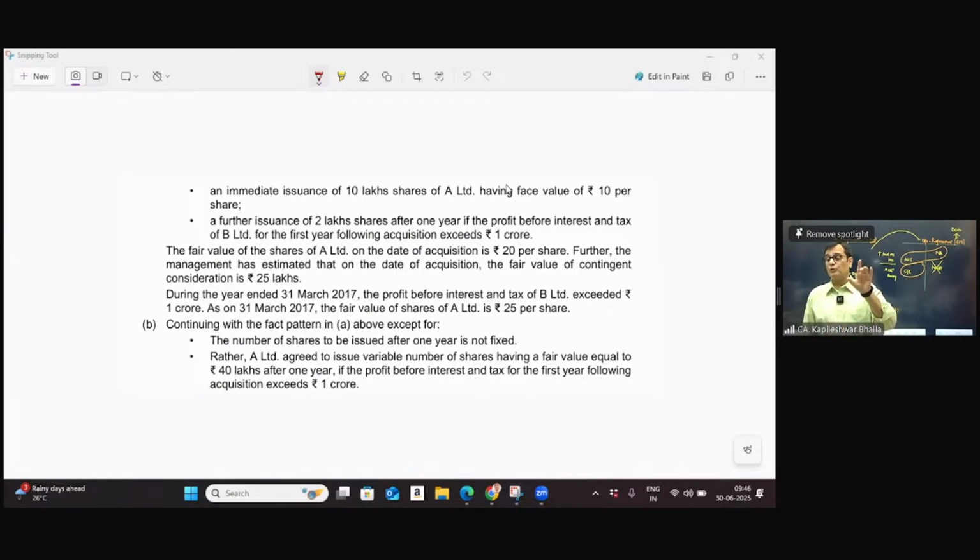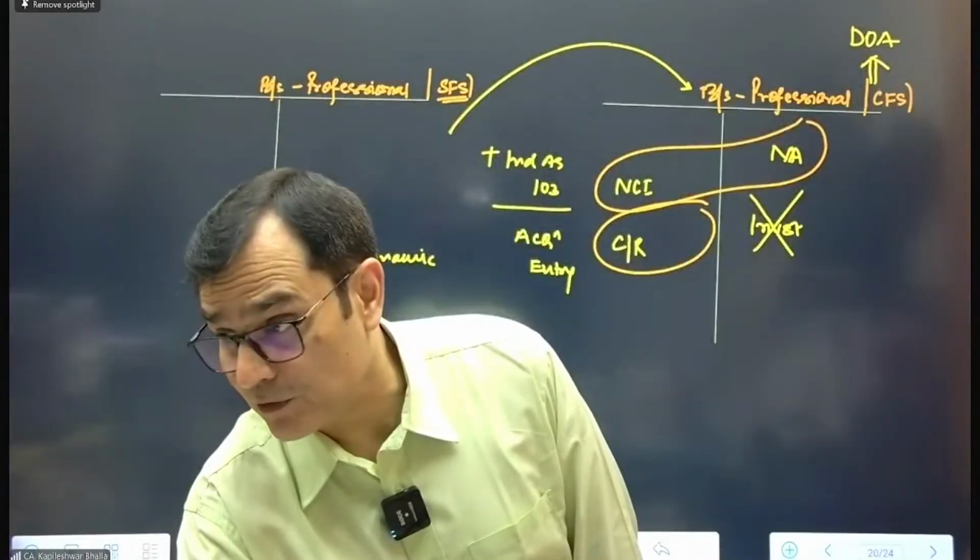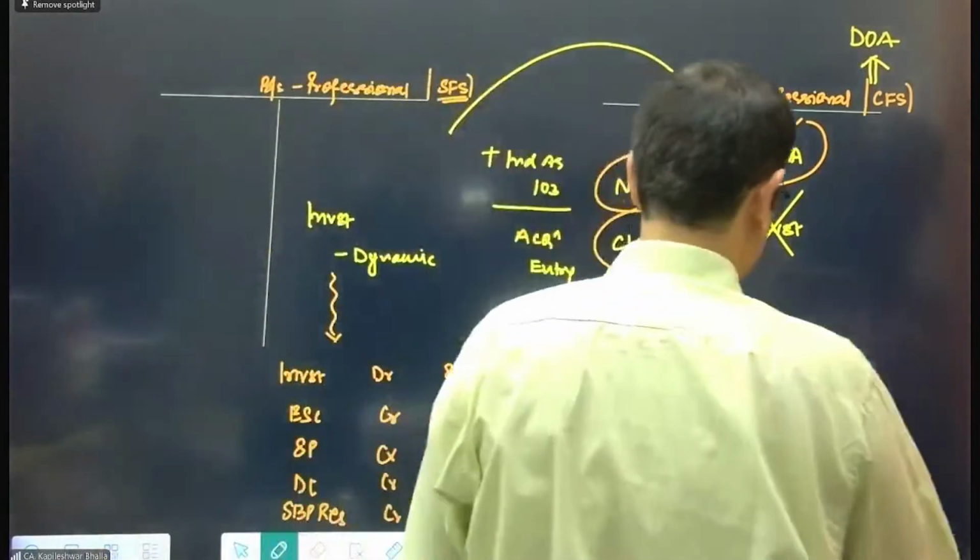Now tell me, are you going to do a remeasurement on the balance sheet date? Is the subsequent remeasurement going to be taken on each balance sheet date, FVTPL, financial liability? Yes, sir, undoubtedly, yes. So it says A agreed to issue variable shares with a fair value of 40 lakhs after 1 year if the PBIT exceeds 1 crore. Now, let me just organize the data. I've already incorporated this as a part of the initial things, but I thought I'll just do this question.